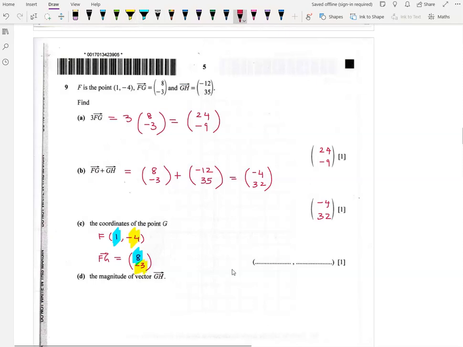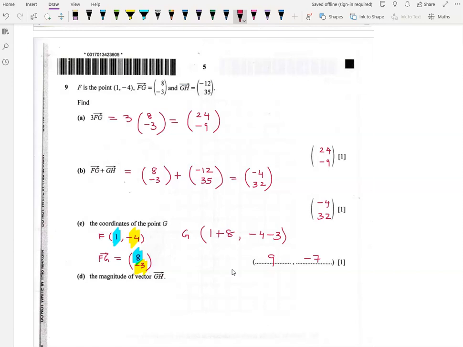So to find the coordinate of point G, from 1 you need to add 8. It will give you your x coordinate, which is 9. And for your y coordinate, -4, you go 3 steps down, so minus 3, that gives you -7. So the coordinate of point G is (9, -7).